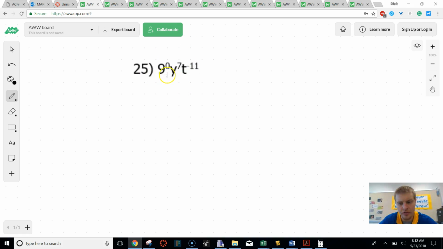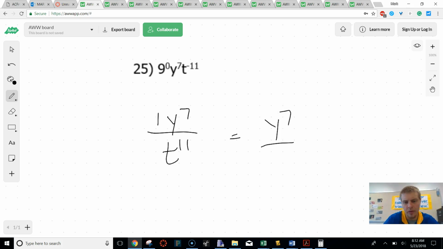So we're going to go through each of the exponents and see what we get. Well, 9 to the 0 is just 1. y to the 7th is just y to the 7th. And a negative exponent, if you remember, tells us to divide. So that just goes to the bottom. So really what our answer would look like would be y^7 over t^11.